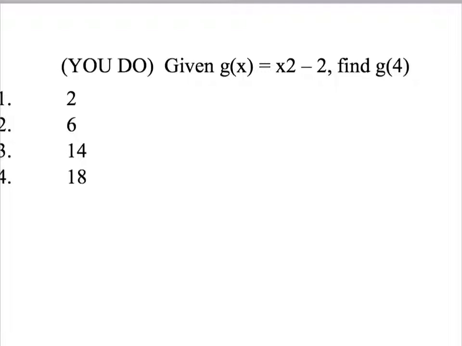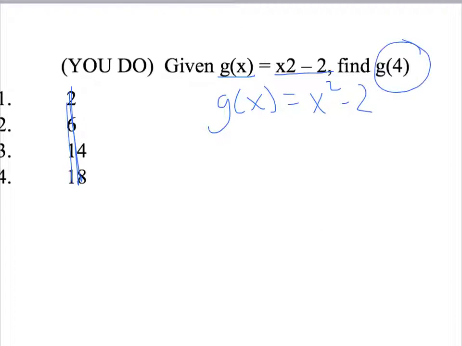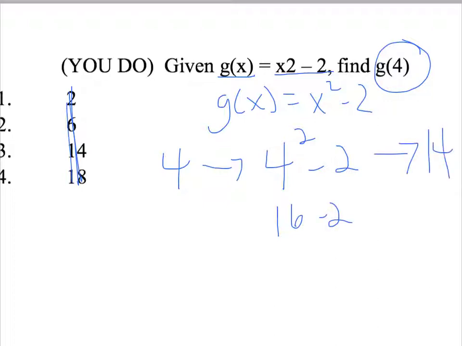Pause the video for a moment and try this one on your own. Here we have g of x is equal to x squared minus 2. We have g of 4, so our input is 4. We're going to input that into our equation. 4 squared minus 2. Then we have 16 minus 2, and our output here is 14. So input 4, output 14.